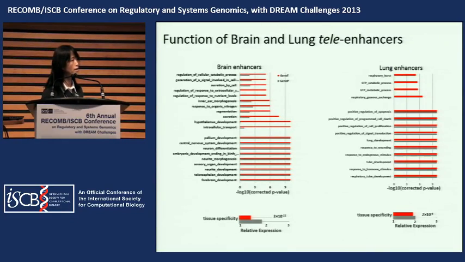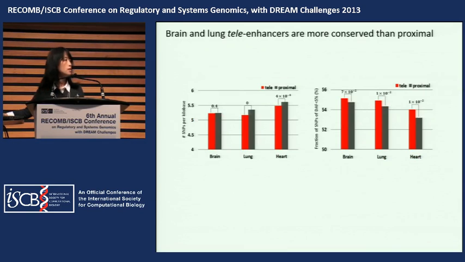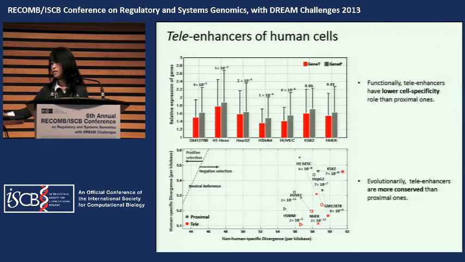And also for function, we found that both the tele-enhancer and the proximal enhancer have tissue-specific functions, but the tele-enhancer has specific functions in very basic biological processes. Similar to the heart, the genes have a little bit lower tissue specificity. And similarly, the tele-enhancers are conserved in terms of SNP distribution in the brain and lung tissue.